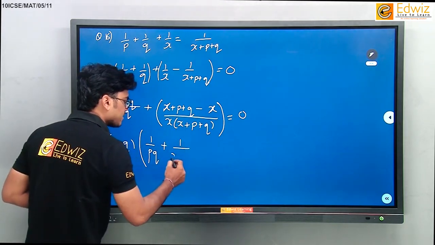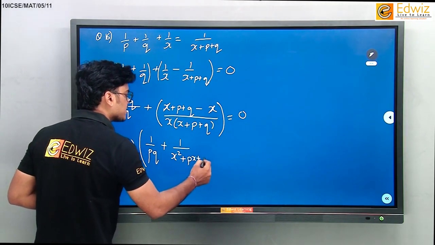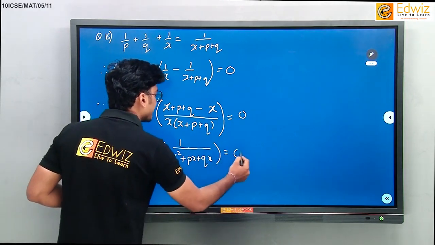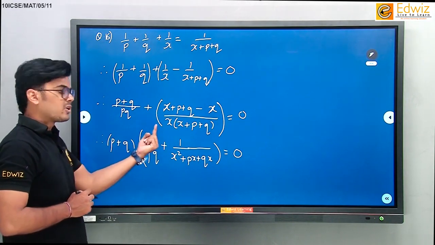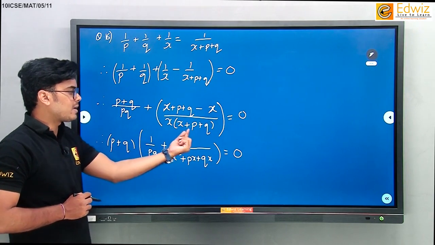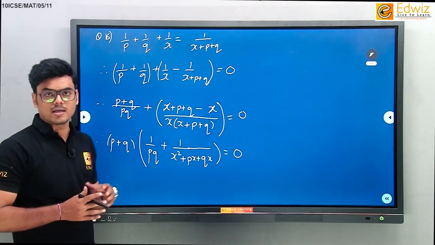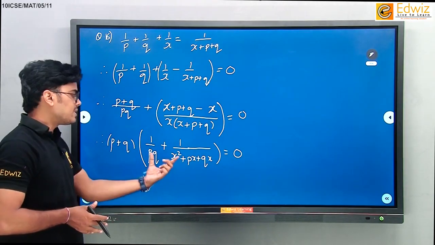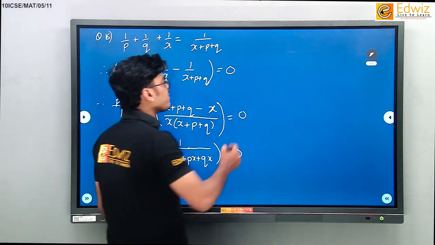So let us open the bracket simultaneously: x square plus px plus qx. So this is what the left hand side is now. We have taken p plus q common, and what is left? 1 upon pq, and here 1 upon (x square plus px plus qx). Now this p plus q can be sent on the other side, and 0 upon p plus q will become 0. So this is the only equation left now. This is the only part of the equation that's left.